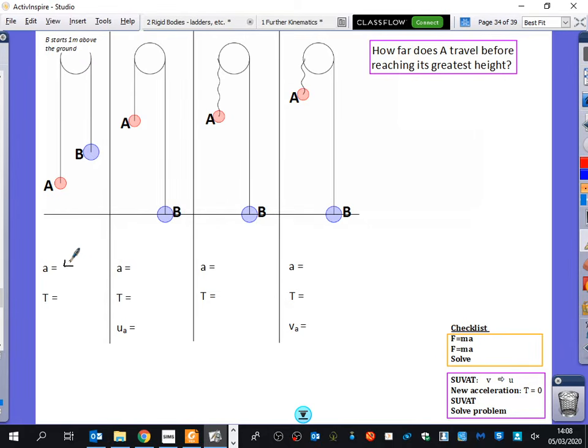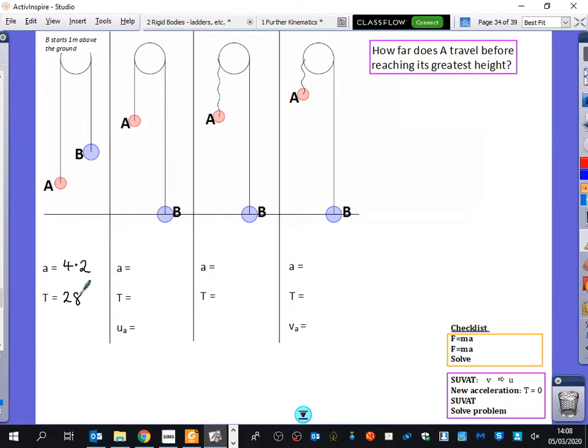4.2. Okay, so it's 4.2 here. It's accelerating upwards and this one's accelerating downwards. And the tension was 28. This diagram is representing just as it arrives, just when B hits the floor.